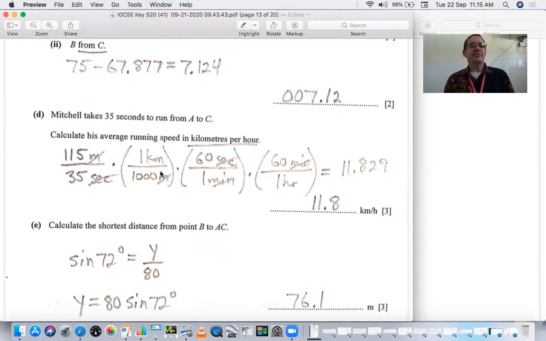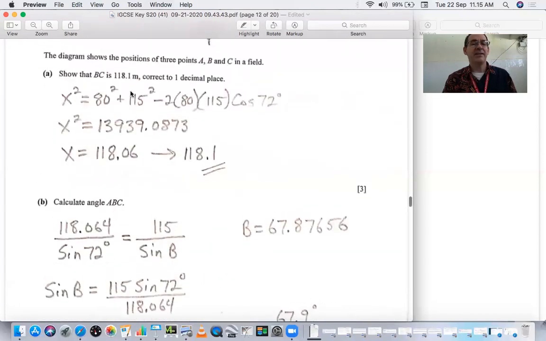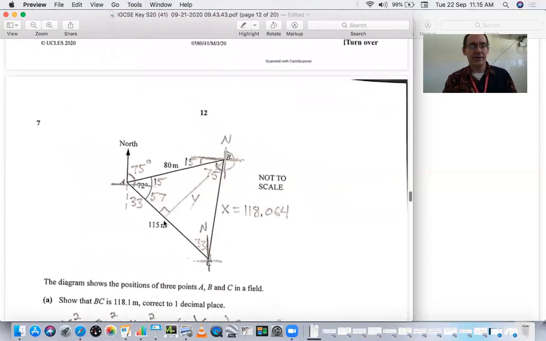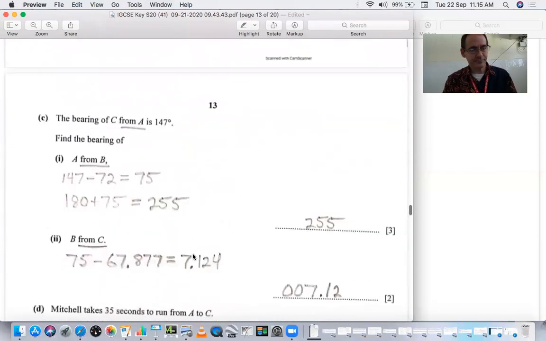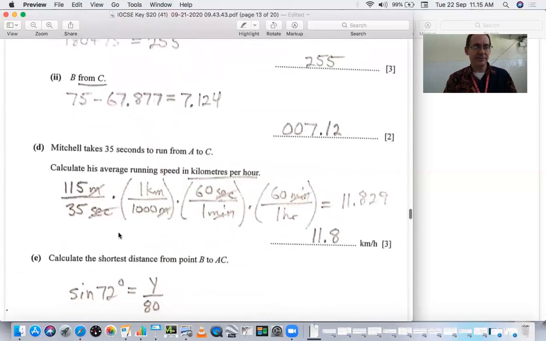Letter D, Mitchell takes 35 seconds to run from A to C. Calculate his average running speed in kilometers per hour. So from A to C was 115 meters, and he runs that in 35 seconds.